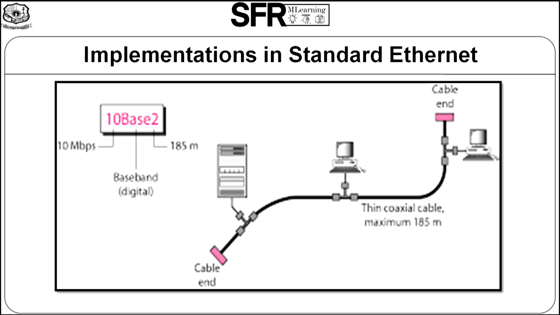Then this is the second implementation, 10Base2. As usual, 10 indicates the speed, base indicates the digital transmission, and 2 indicates the length of the wire, here 185 meters. Here we use a thin coaxial cable, that is why we can bend the wire. Thick coaxial cable is like a thick rod, we can't bend it. Thin coaxial cable we can bend, and here the connection is a T-shaped connection. Using the T-shaped piercing method, we can connect our node to this cable. The maximum length of the cable is 185 meters.